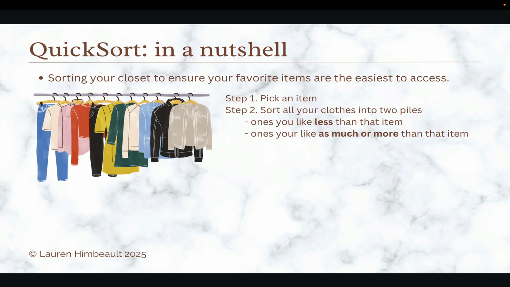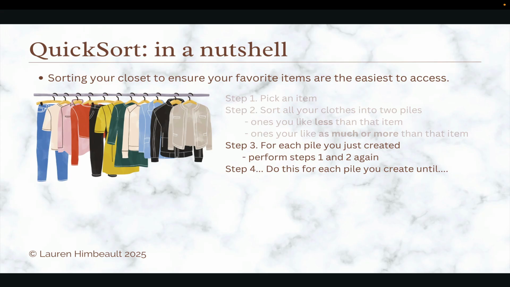So what are we going to do? Here's how the algorithm works. Step one, we pick an item. We're just going to grab an item and hold it. And that's going to be sort of like our anchor point, our pivot. We're going to sort all of the clothes in our closet into two piles: ones that we like less than our anchor item, the one that we're holding, and ones that we like as much or more than that item. After we've done that, we'll have two piles and our anchor item in front of us.